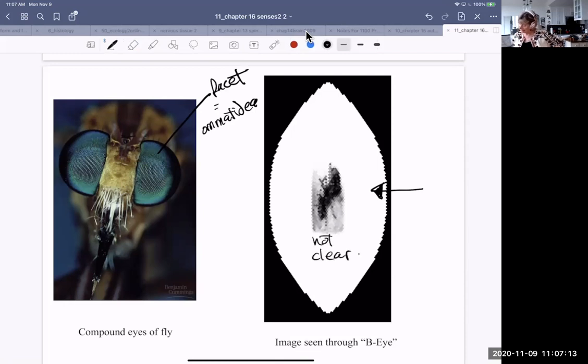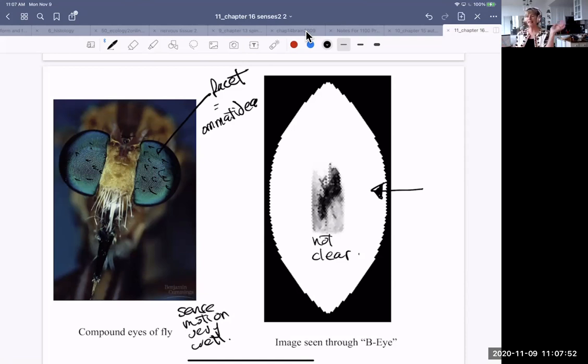But see how the ommatidia are distributed almost 360 degrees or 180 degrees. So this animal can sense motion so well. Compound eyes of a fly sense motion very well, which is one of the reasons we have peripheral vision. Yeah, we can see peripherally, and we can sense motion more readily with our peripheral vision.